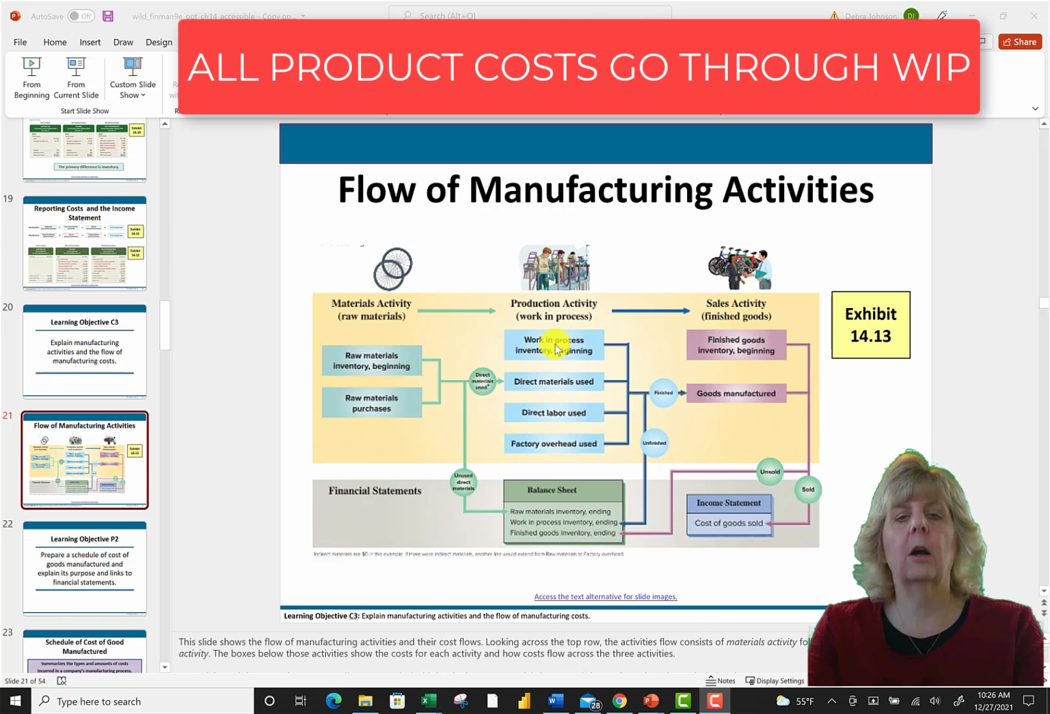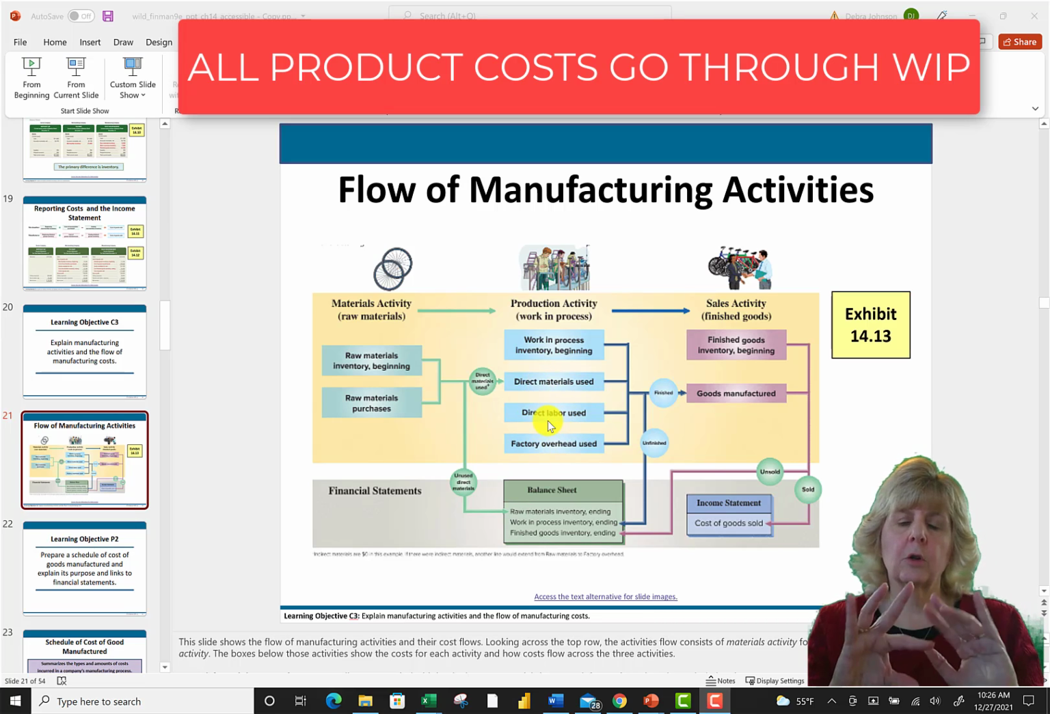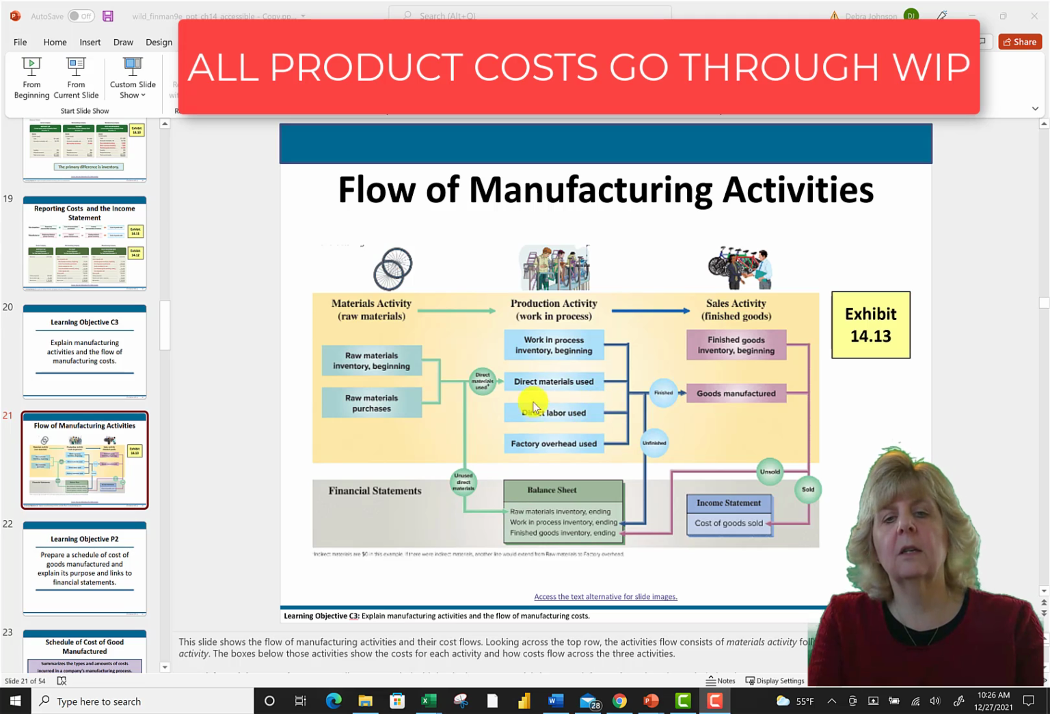Here's something I want you to definitely get down in your notes. All product costs go through WIP. Okay, I hope you heard that, and I hope you write it down. All product costs go through WIP. So when the direct materials are used in the factory to create the jobs, they go into the WIP account. When the direct labor, or dirty touch hand labor, is incurred in the factory assembly line, it's going to be charged to this WIP account.